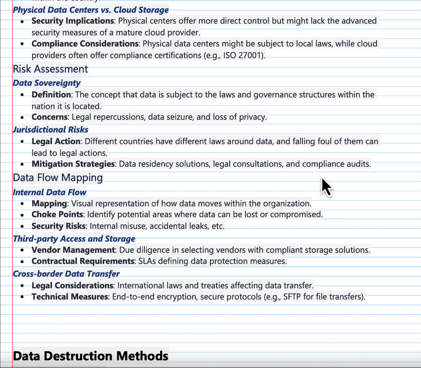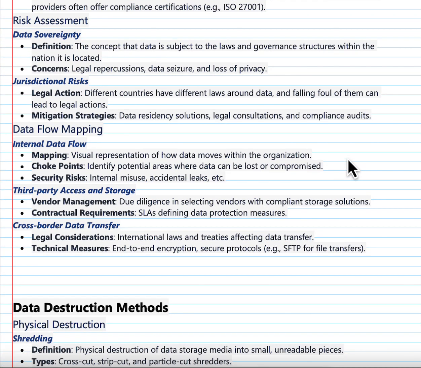So again, understand data sovereignty is the data that's subject to the laws and the governance within the nation it is located. Then there's jurisdictional risks. Now, different countries have different laws around the information, again, and that's coming down to you. If you do not follow those laws, you can be in a situation where legal actions are against you. So data sovereignty is specifically for the data and the laws in that country. Jurisdictional aspects could be in the local area in which the data is stored. Data residency solutions, legal consultations, and compliance audits can help you with this jurisdictional risk.